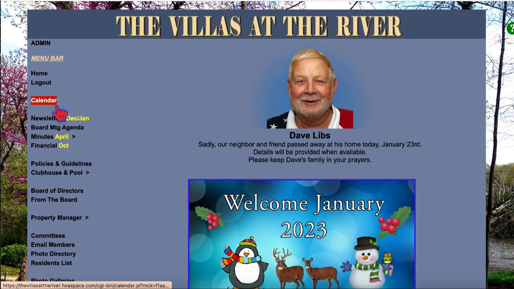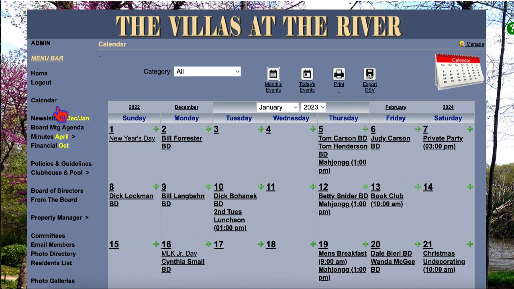We click on calendar. That brings up the current calendar. So whatever month it is, you'll see the calendar for that month. This is January, so you see January's events.